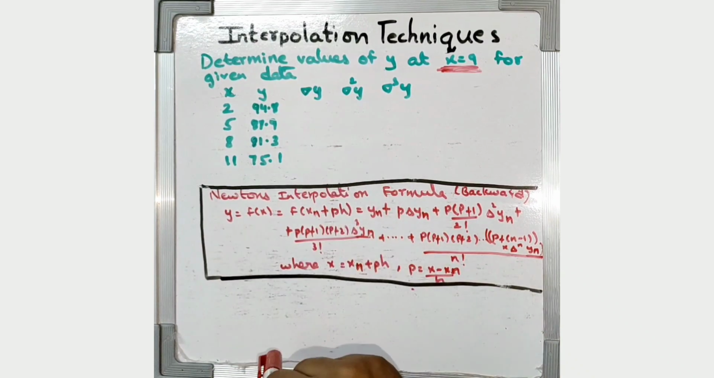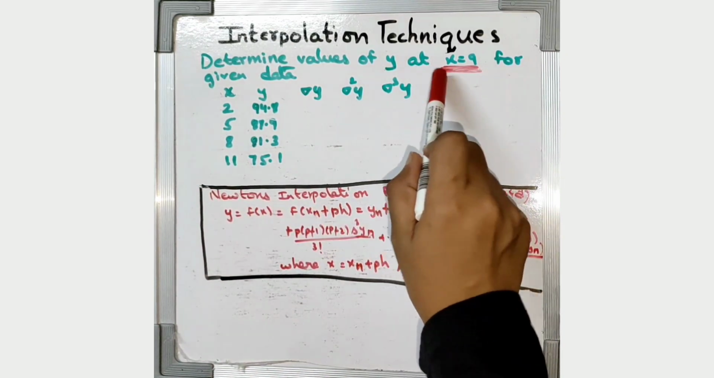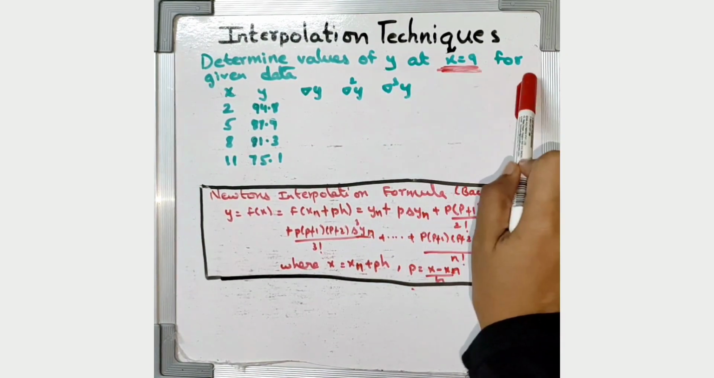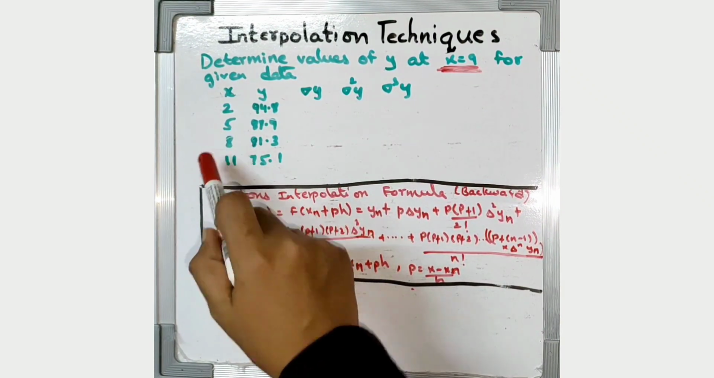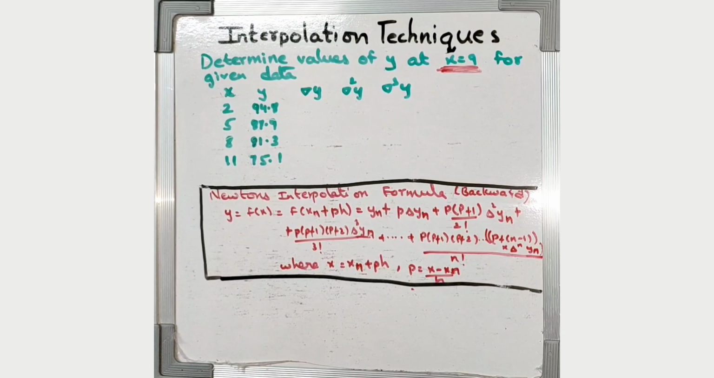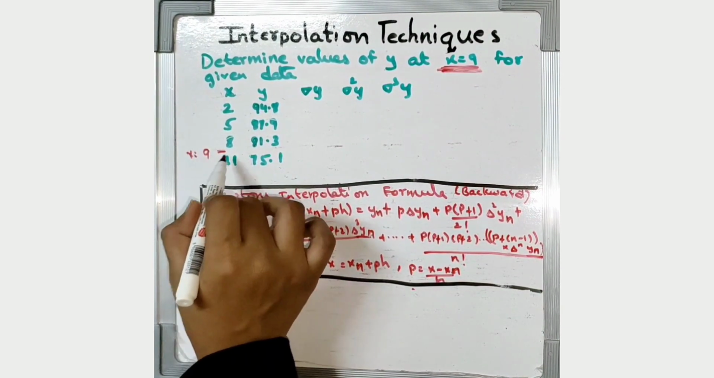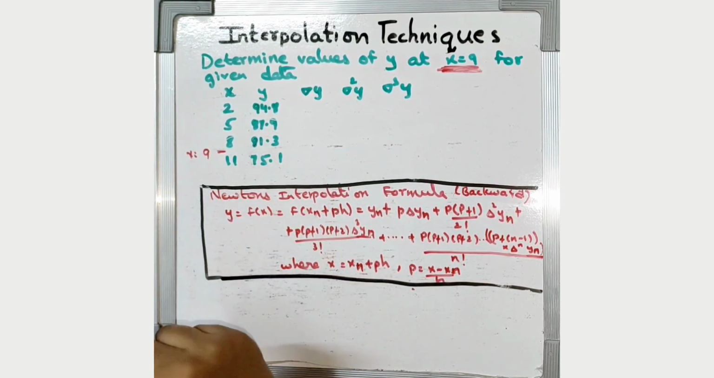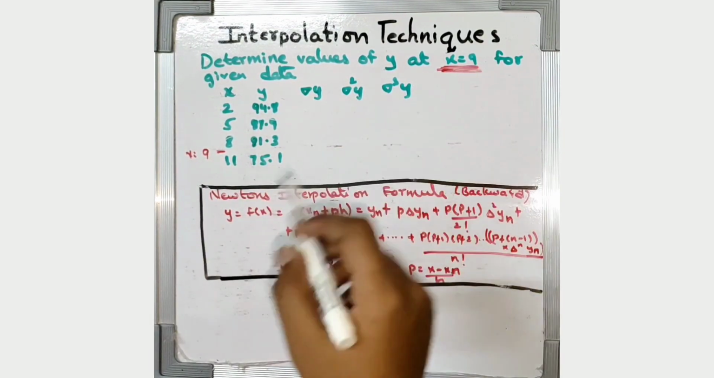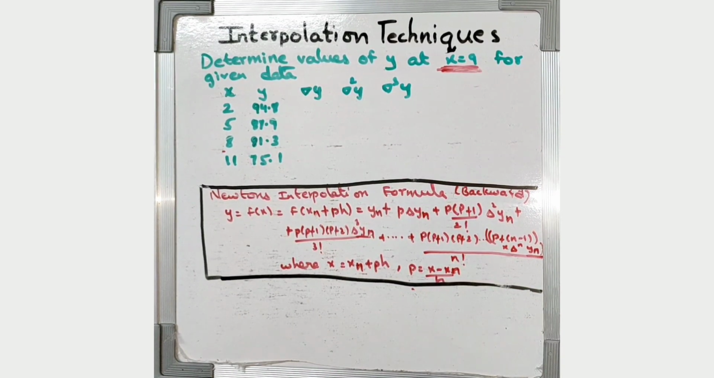We use backward when the value of x lies below the table. Now we have to find the value of y at x equals 9, right? X equals 9 is here at the bottom of the table, between 8 and 11. As it lies below the table, we'll be using the backward difference. Now let's start calculating the backward differences.